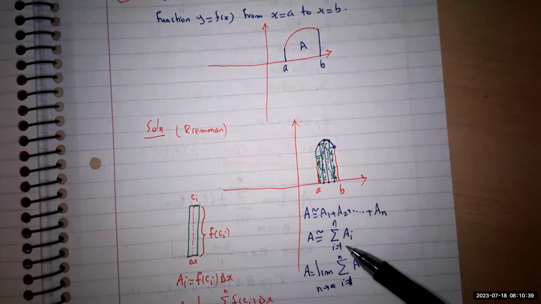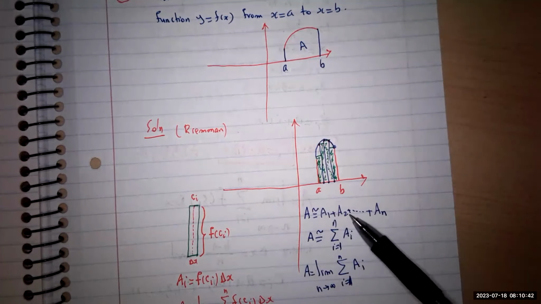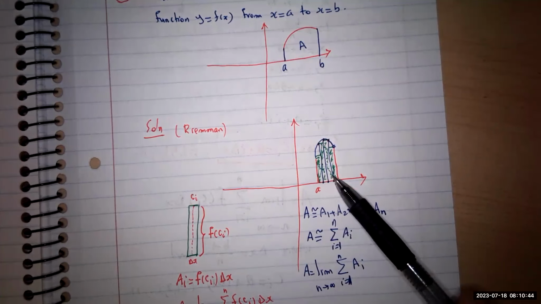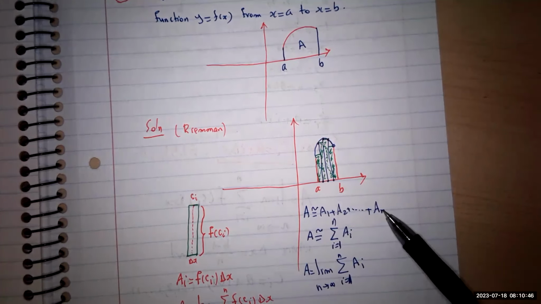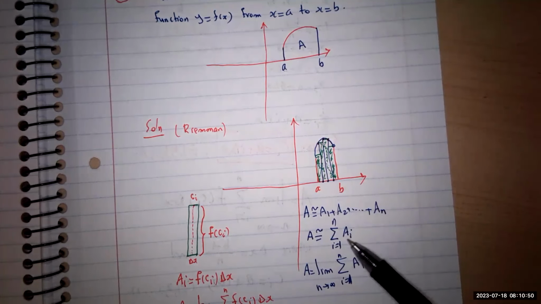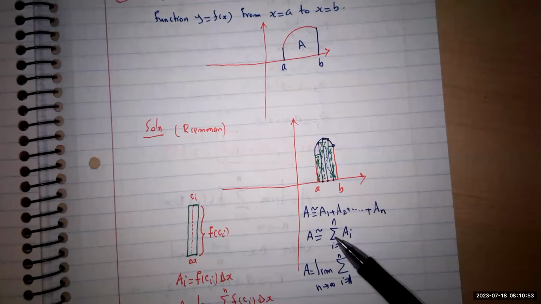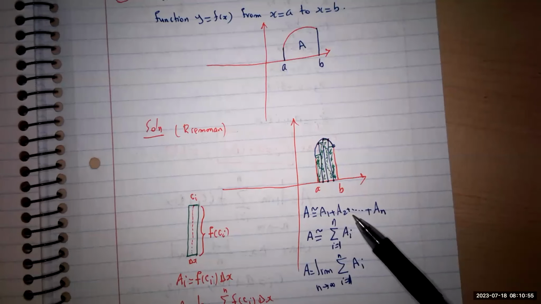So the formula would be this one. We find the area of each of these partial rectangles and we add them together. I use the sigma notation. Sigma means add. So this means i equals 1, we get A1, plus i equals 2, A2, A3, up to An.